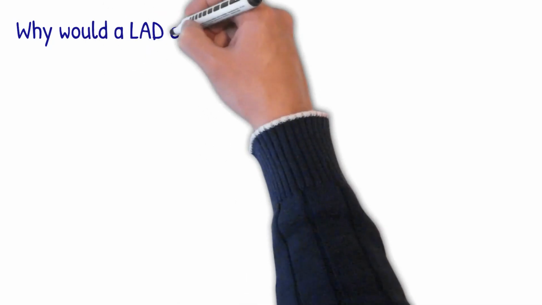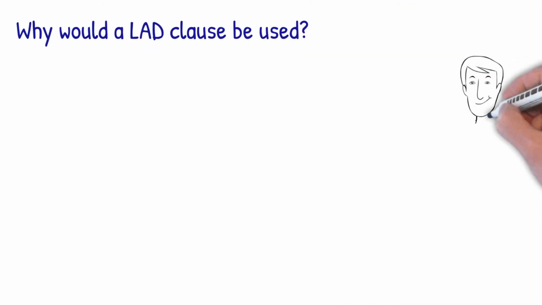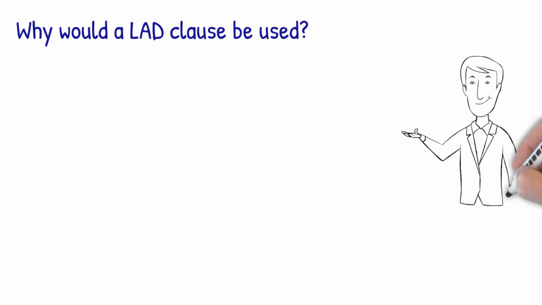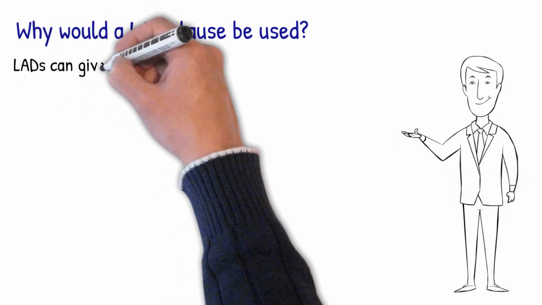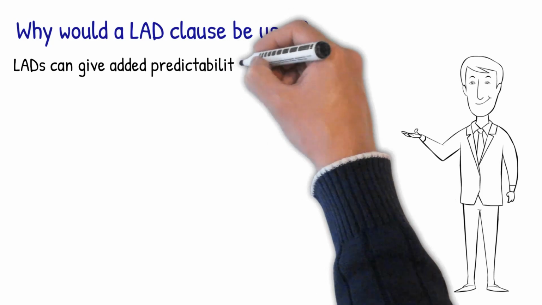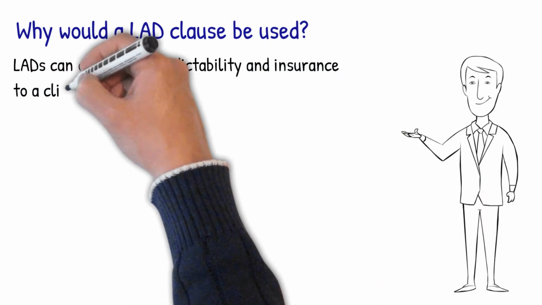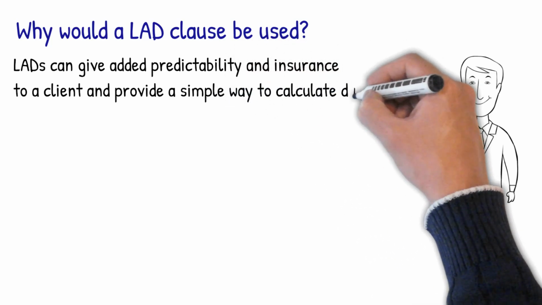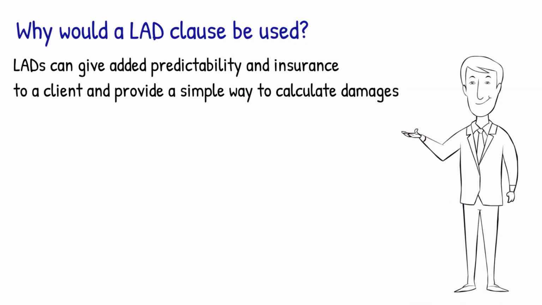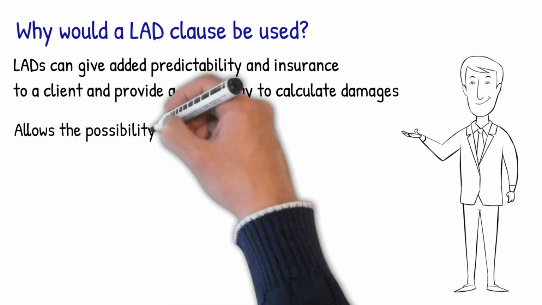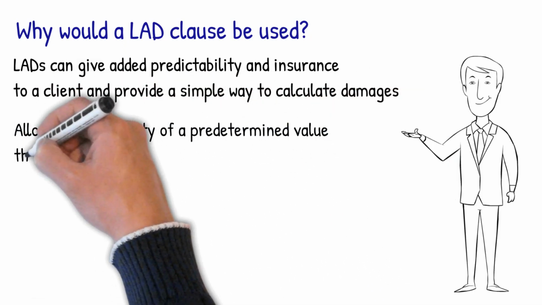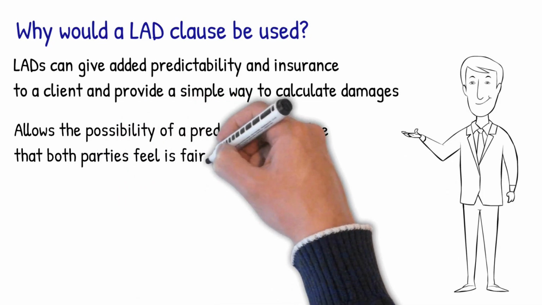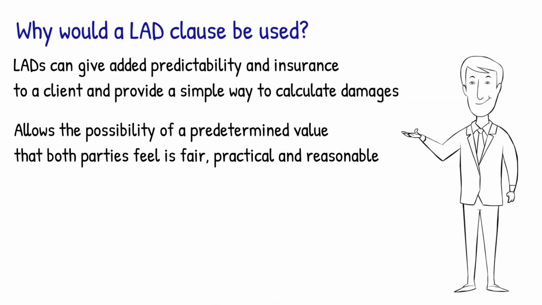Why is the liquidated damages clause used? Including a liquidated damages clause can be beneficial to a client as it can add predictability and a sort of insurance onto their project. Because in theory, in the event of a breach, the owner can very simply calculate the damages using the formula we outlined, without going through the trouble of proving actual losses, which could be a complicated and drawn-out process. When a predetermined value of damages is explicitly included and agreed by both parties, it allows the chance to negotiate and settle on a number that both parties feel is fair, practical and reasonable.